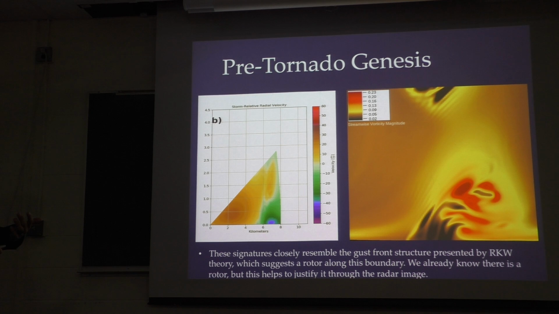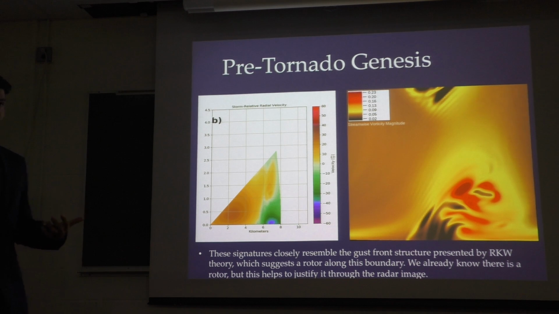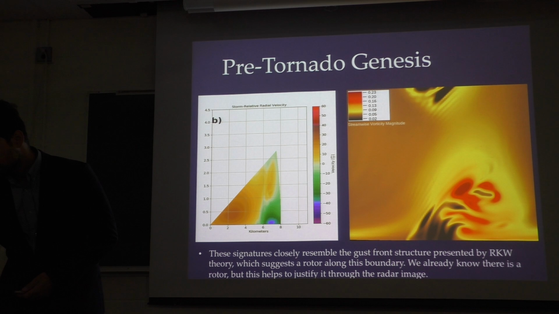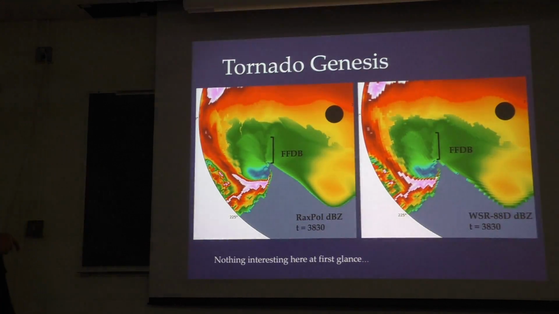And that's good that we're seeing this, because that shows that we can show on radar that there is a rotor there, which we know there is in the simulation. So now we're at time of tornado genesis. And again, this is the forward flank downdraft boundary, same with the 88D data. And again, this is pretty nebulous here. It's not real obvious whether that's important or not.